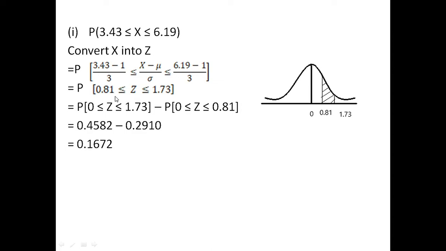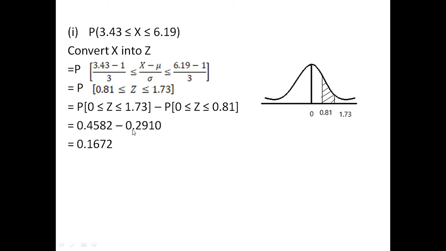We have decomposed this statement into two parts. One is the probability of 0 is less than or equal to z is less than or equal to 1.73, which is equal to this area up till here, and then we subtract this area from this, then we automatically get the required area.